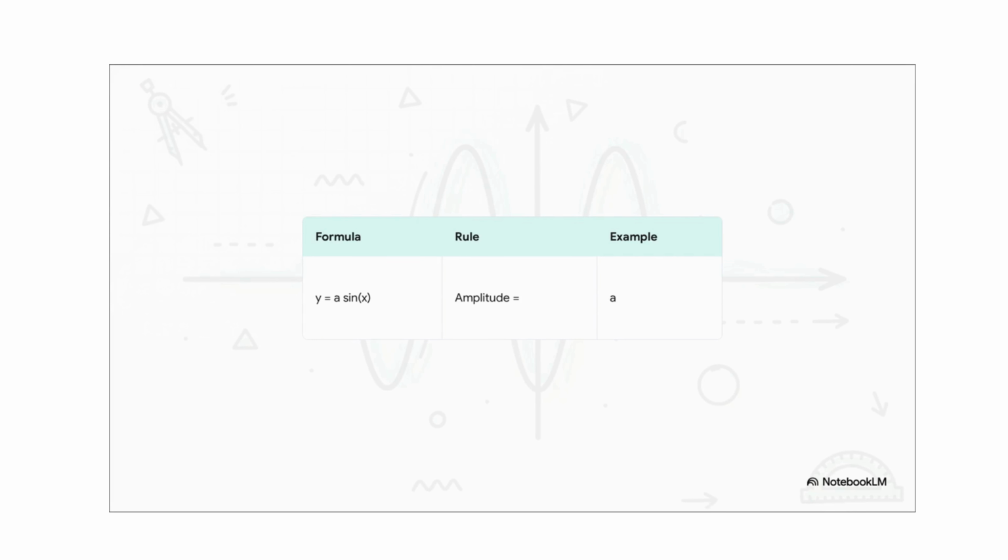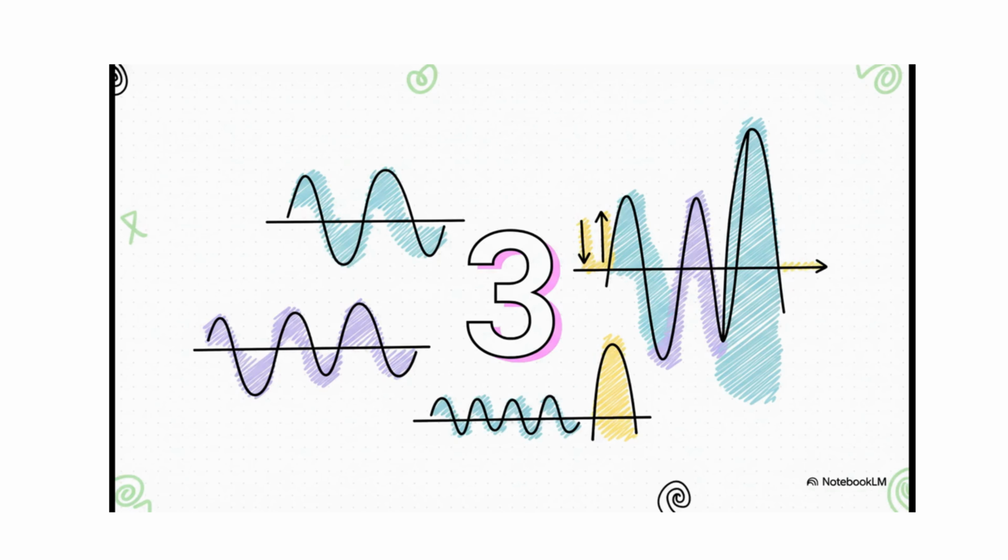If you see a formula like y equals a sine of x, the amplitude is just the absolute value of that number a out in front. So, let's try one. If our equation is y equals 3 sine of x, what do you think the amplitude is? Yep, it's 3. Exactly.